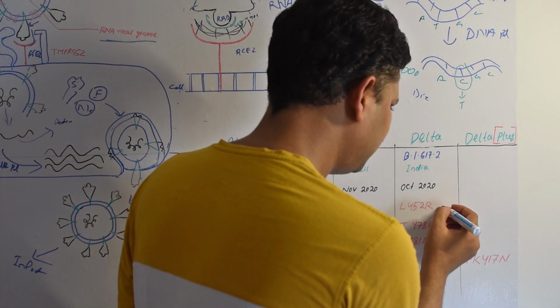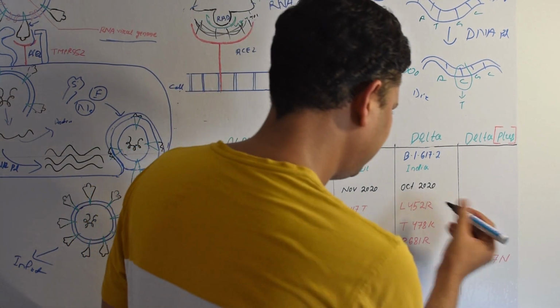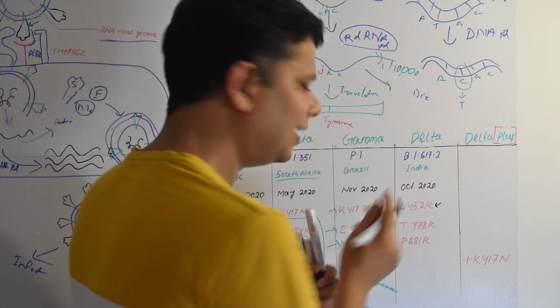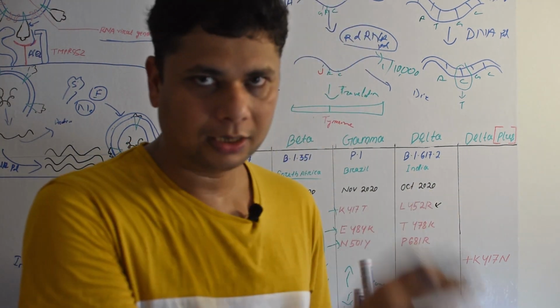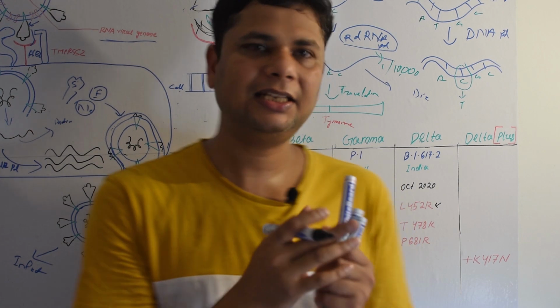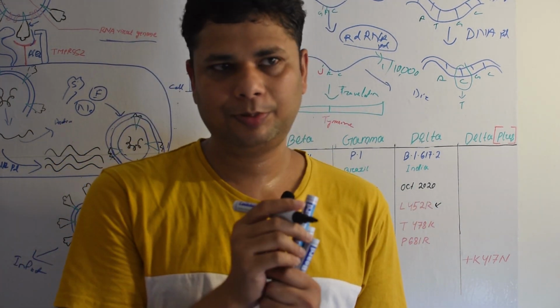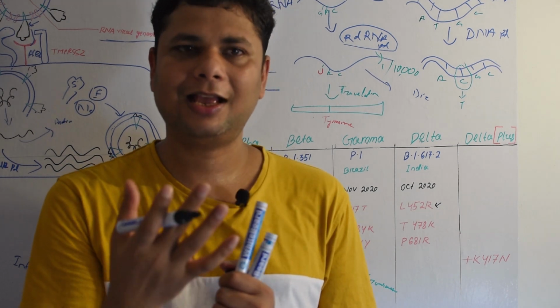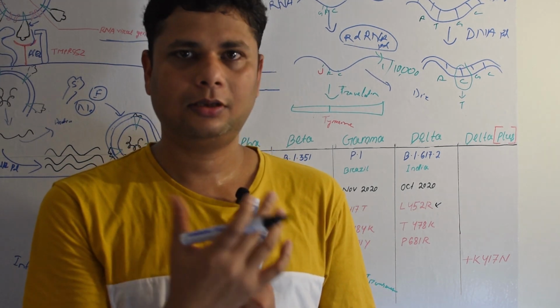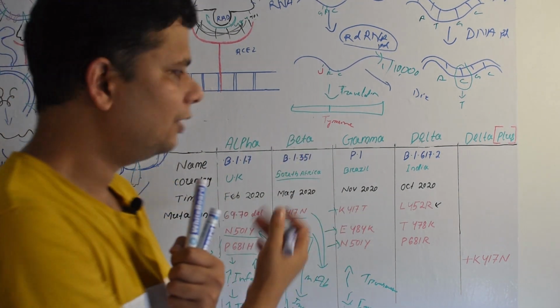The most important mutation of this variant is L452R. We have seen this type of mutation happens in those people who already had infection and generated antibody or immunity against this virus.